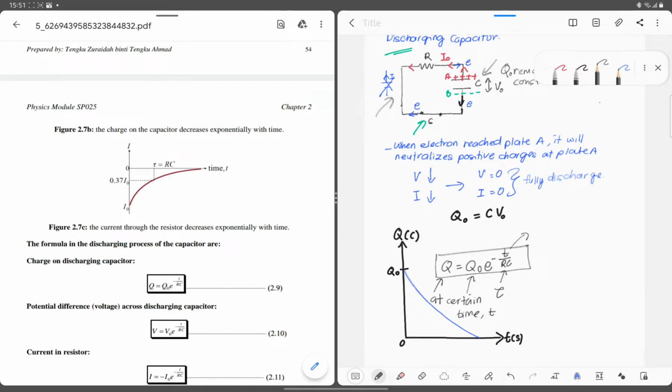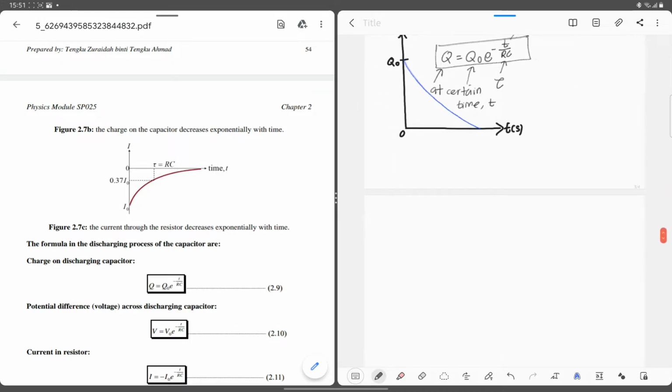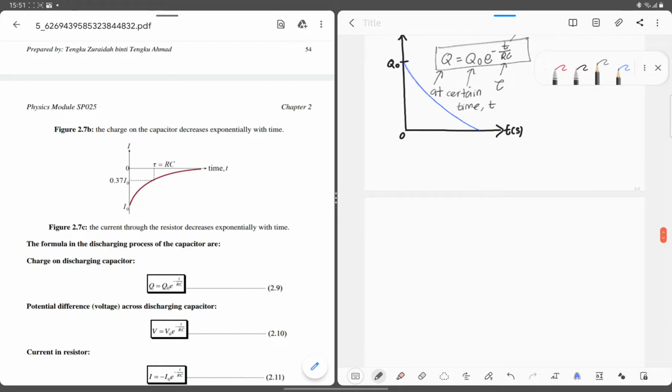Now this is the equation that you need to know if we refer to the discharging process. It means that you must be able to calculate the total charge that remains in the capacitor as the discharging process occurs at a certain time. All right, now I'm focusing on the next graph, which is the graph of current.